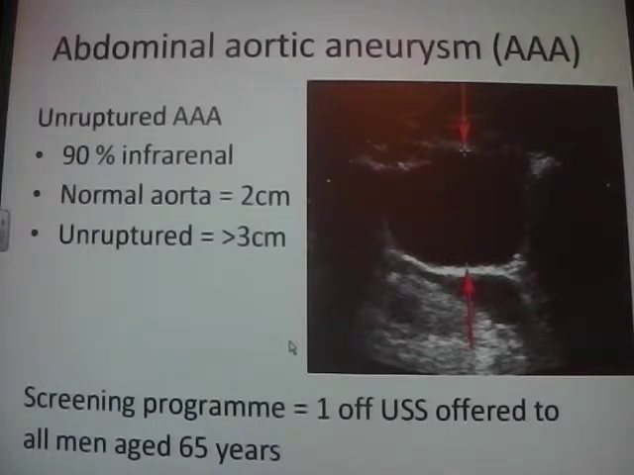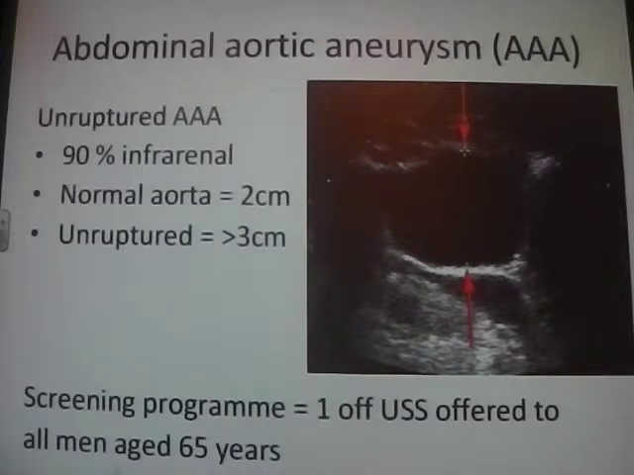So as I said, a normal aorta is 2 centimeters, and an unruptured aneurysm is 3. That's a very broad classification. There is some individual variation, like small women will have smaller aortas than big men, so it's just a general guide. And then 90% are either in between your renal arteries or below your renal arteries. It's very unusual to get one above.